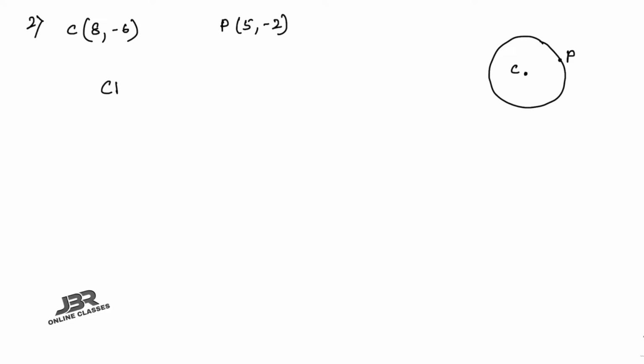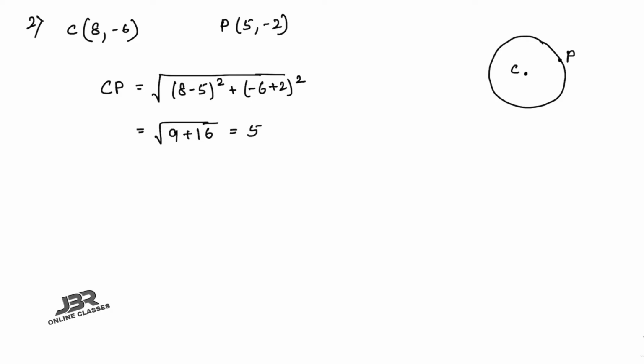So first, CP equals, you know the formula of the distance, that is here (8 minus 5) whole square, then here (minus 6 plus 2) whole square. So 3 square means 9, and minus 4 square is 16, that means 25, so that equals 5. So the radius CP equals 5.